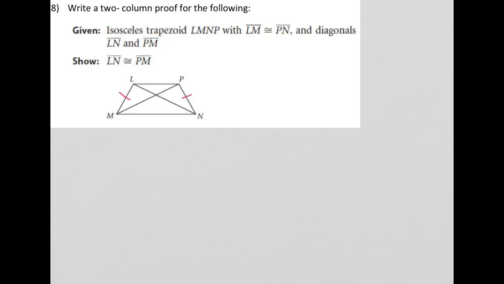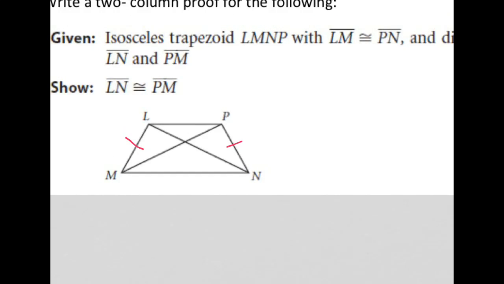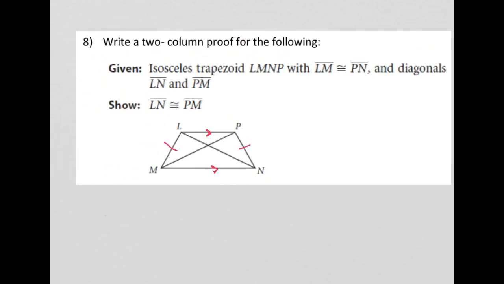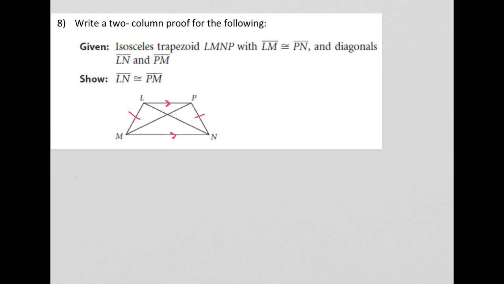So to show this, we need to do some things. First off, let's visually run through how we're going to do this. We know that that is parallel to that by the definition of a trapezoid. So let's start with that. We always start with our given statement. So our givens.